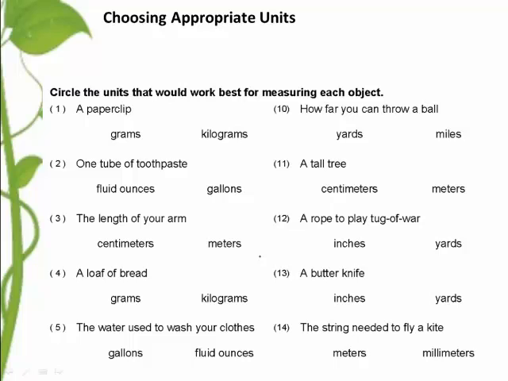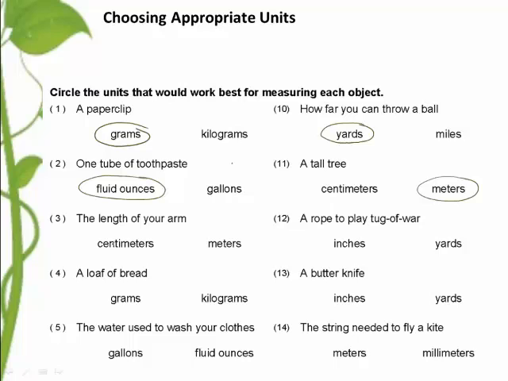If I'm measuring the weight of a paper clip, am I going to use grams or kilograms? Well, a kilogram is 1,000 grams. A gram is actually very small, so I'm going to use grams. How far I can throw a ball, yards or miles. For me, it's actually probably inches, but we'll go ahead and go with yards. A tube of toothpaste, ounces or gallons? Well, toothpaste tubes are pretty small. Tree, centimeters or meters? Choose meters.